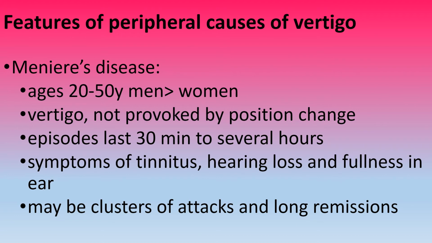So, features of peripheral causes of vertigo continued. Now we are talking about Meniere's disease. Age 20 to 50. Men greater than women. Vertigo is not provoked by position: you change the position, there is no vertigo. Episodes last 30 minutes to several hours. Symptoms of tinnitus, hearing loss, fullness in the ear, maybe clusters of attacks and long remission.